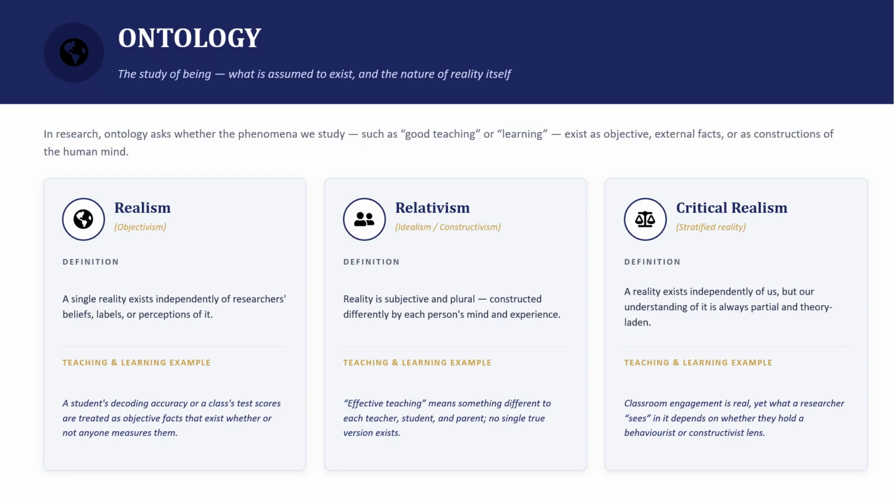And critical realism is a kind of combination of the two, realism and relativism. Reality exists independently of us, but our understanding of it is always partial and theory led. For us to study this according to critical realism, we have to look at it from the perspective of both realism and relativism. Classroom engagement is real, yet what researchers see in it depends on whether they hold a behaviorist or constructivist lens. We can discuss this further.